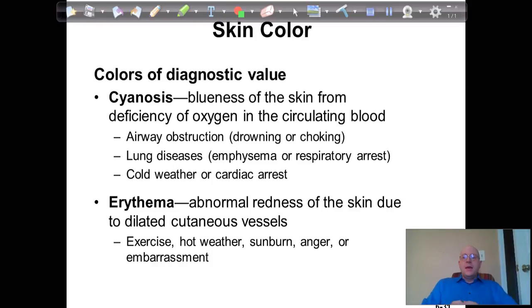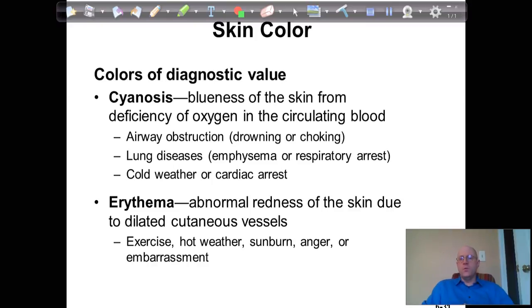Right? Anything that's cyan is blue. So this is kind of a cyan color. Right? And if the skin has cyanosis, you've got blueness of the skin from deficiency of oxygen in the circulating blood. So a kid who holds his breath until he turns blue, well, the skin is now going cyanotic as a result. Right? A person who is having difficulty breathing, drowning, choking, that can lead to cyanosis. Lung diseases like emphysema, respiratory arrest, cold weather, or cardiac arrest, all of those things can reduce the amount of oxygen in the circulating blood.